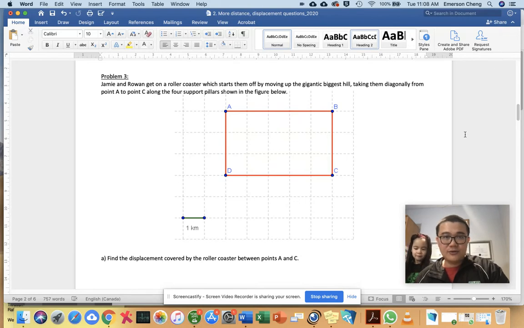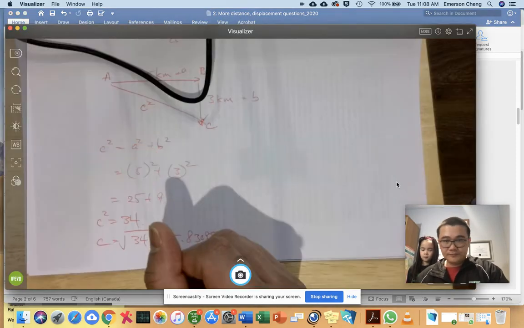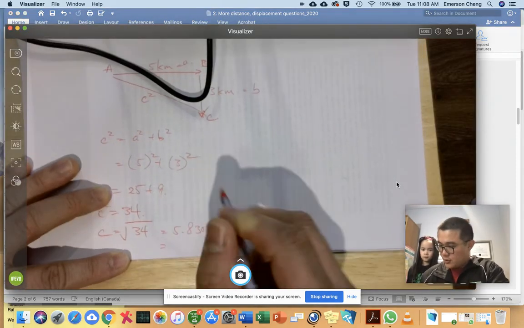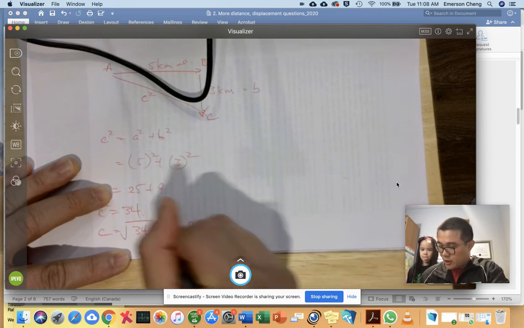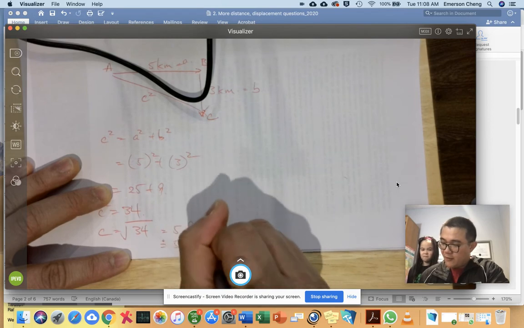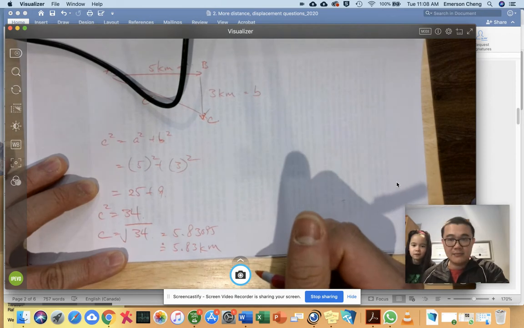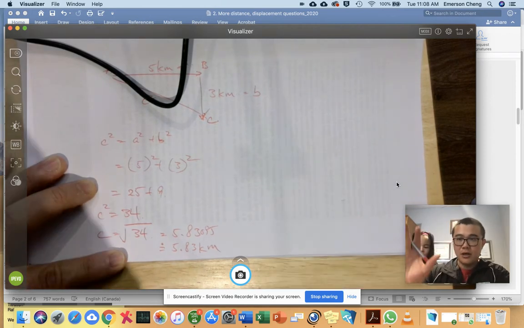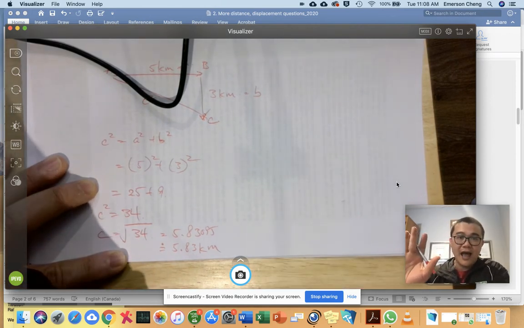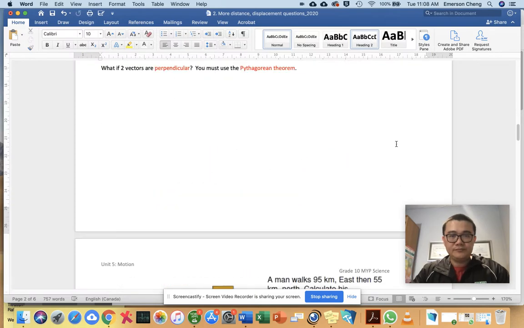So in this case, the answer to this question, the displacement between A and C, let's just round this to 2 decimal places. We're not caring about how many decimal places at the moment. So 5.83 kilometers. That's the distance between A and C. Okay. Pause here. Do you have any questions? Okay. Now we're going to move on.